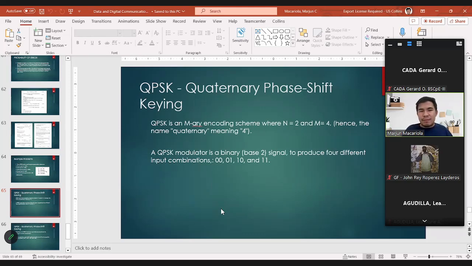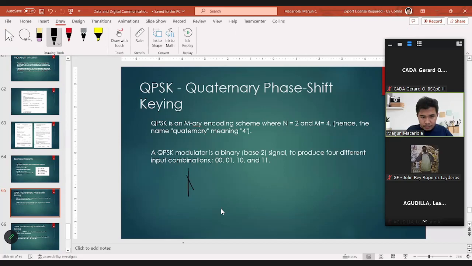So QPSK is an M-ary encoding scheme where N is 2 and M is 4. So how is that? N, again, based on the M-ary encoding that I have given you, we have the formula N is equal to log 2 M. Okay? So N is the number of bits necessary, while M is the number of levels, or combinations.